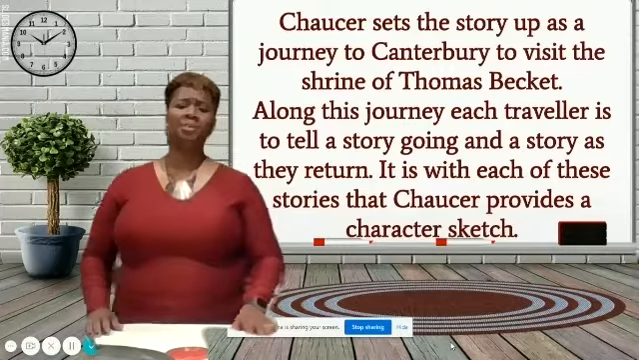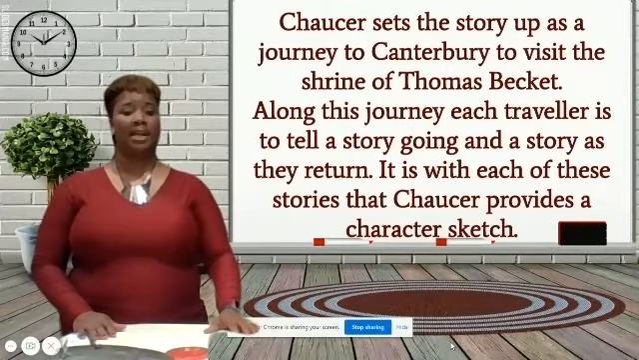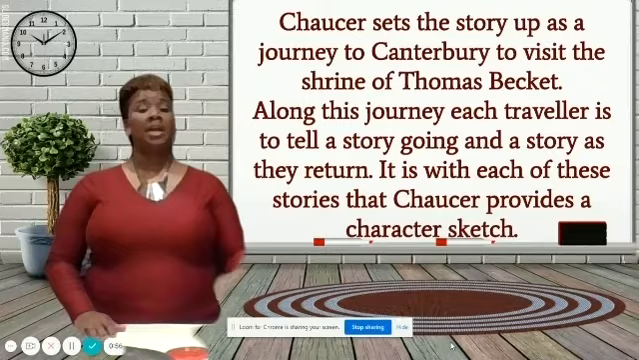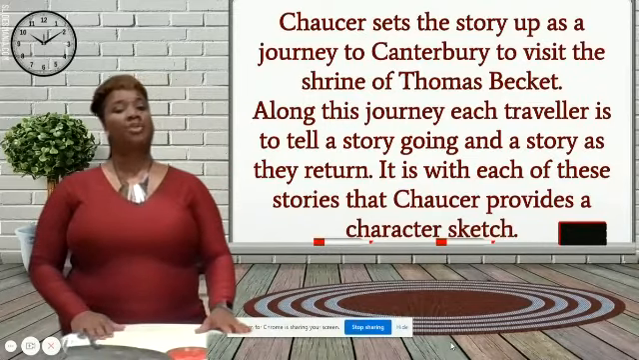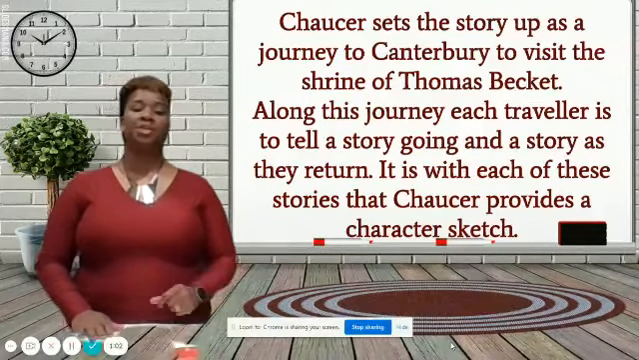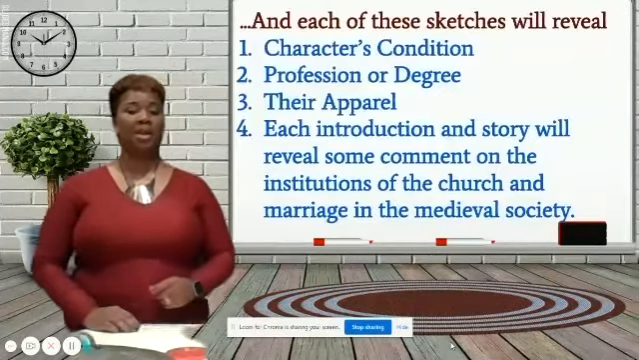So Chaucer sets up the story as a journey to Canterbury to visit the shrine of Thomas Becket. Along the way, each traveler is to tell a story going and a story as they return. It is with each of these stories that Chaucer provides a character sketch of each one of his characters.